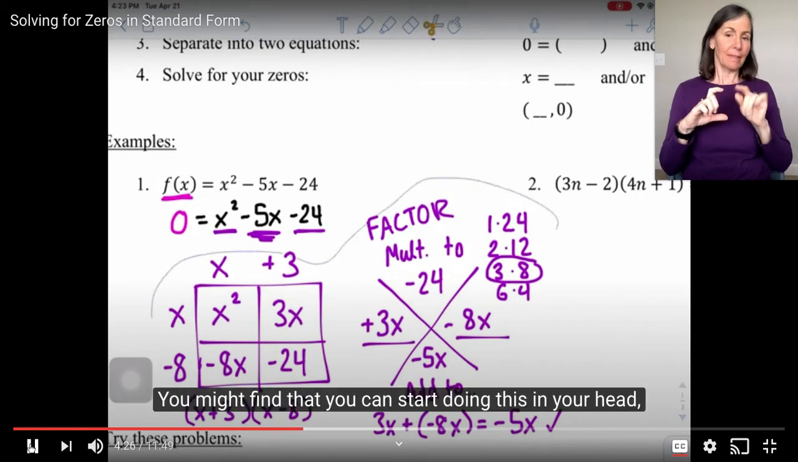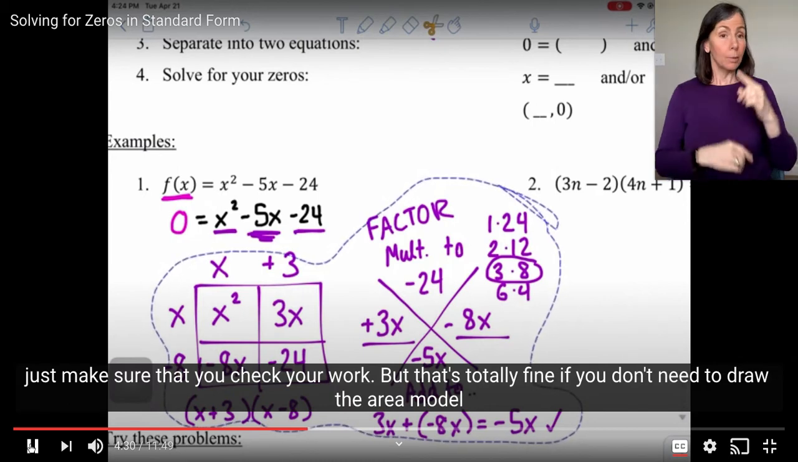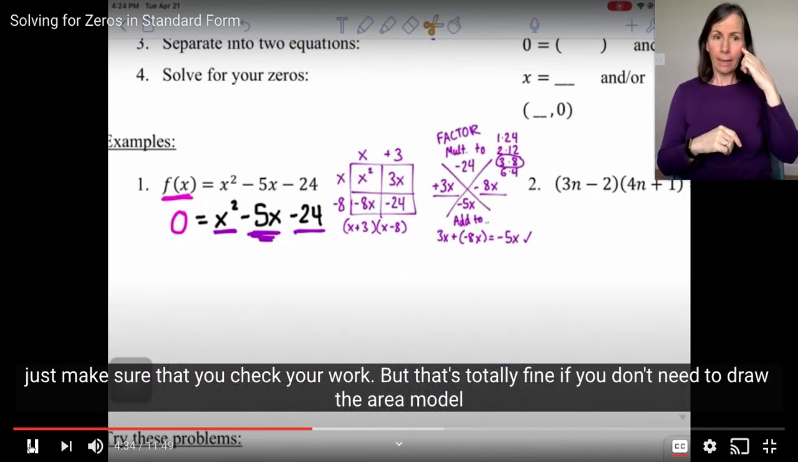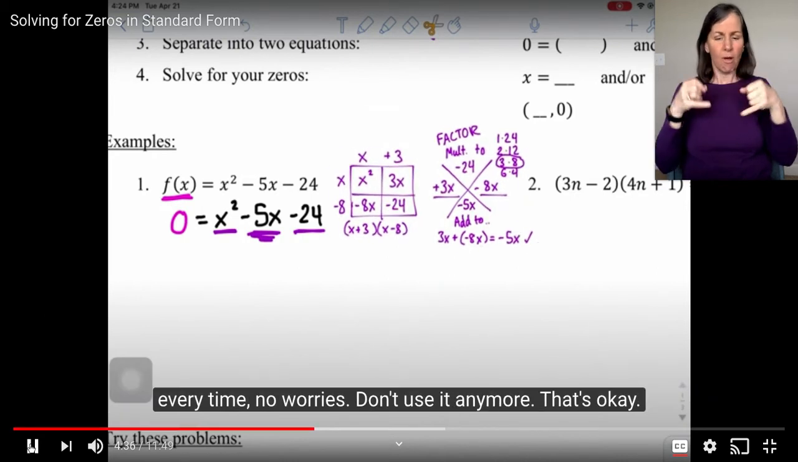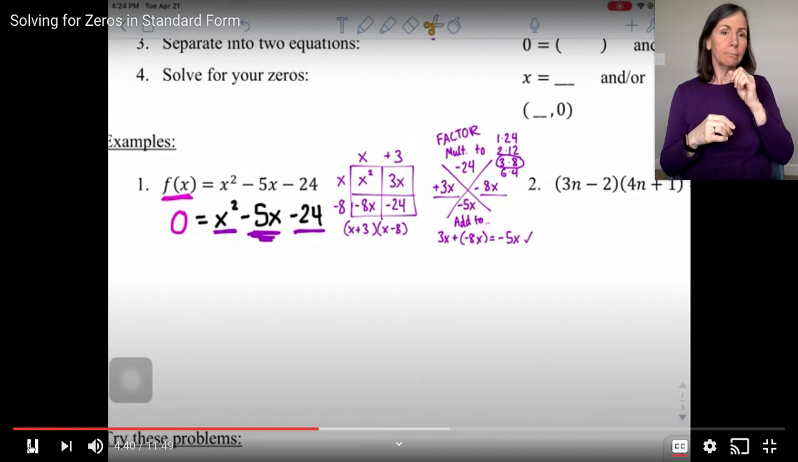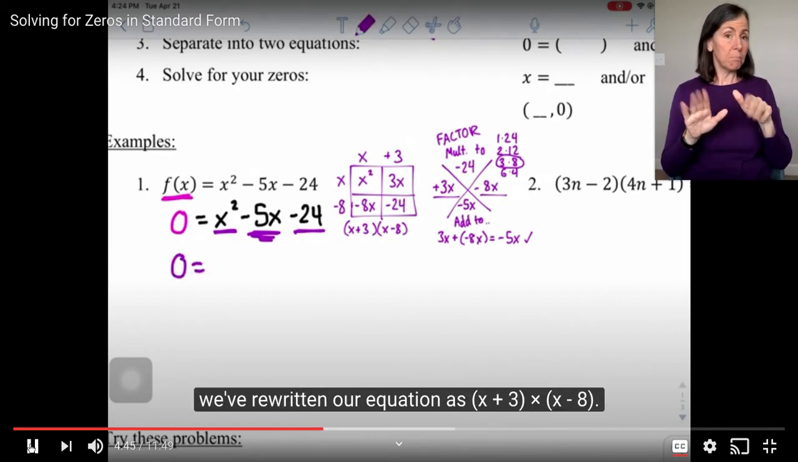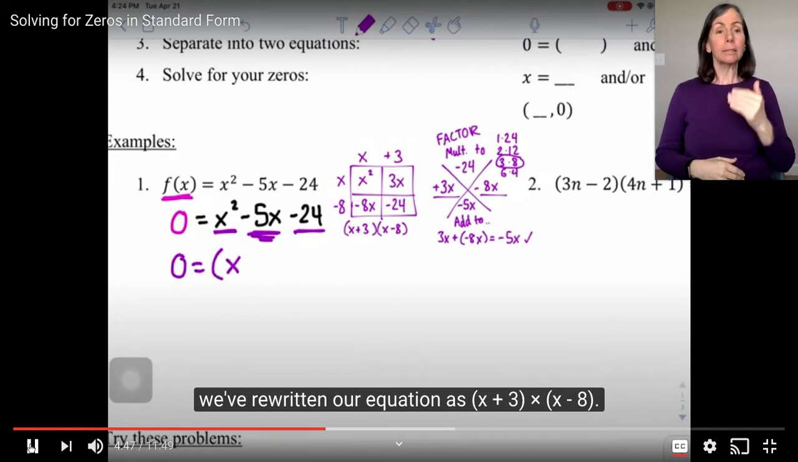You might find that you can start doing this in your head. Just make sure that you check your work, but that's totally fine. If you don't need to draw the area model every time, no worries. Don't use it anymore. That's okay. So for step 2, we've rewritten our equation as x plus 3 times x minus 8.